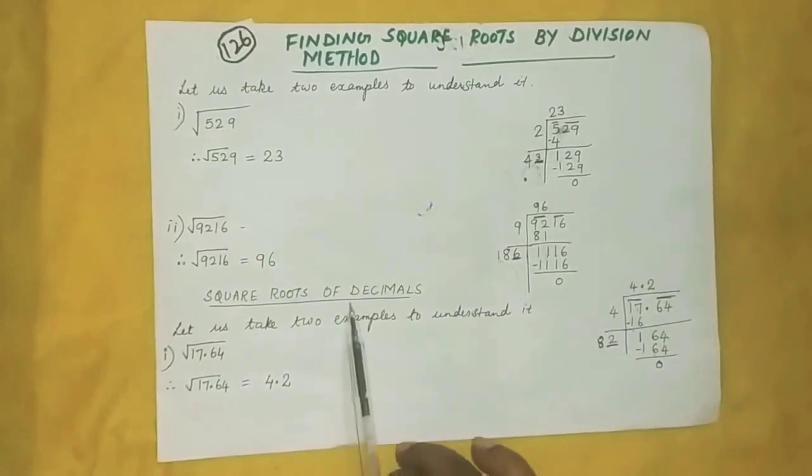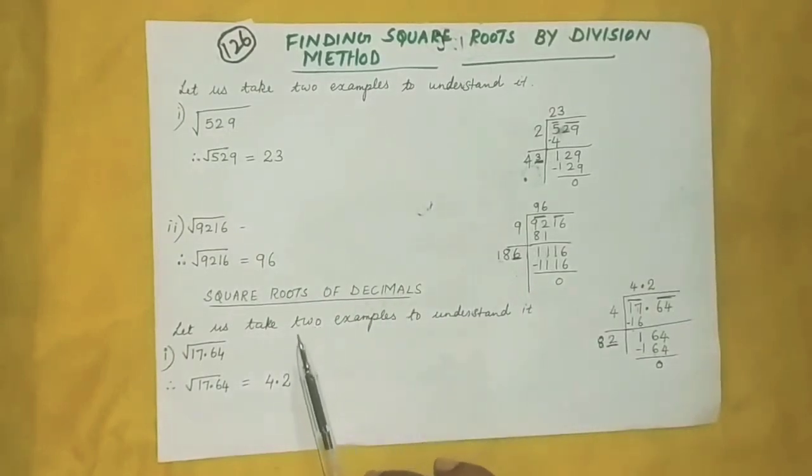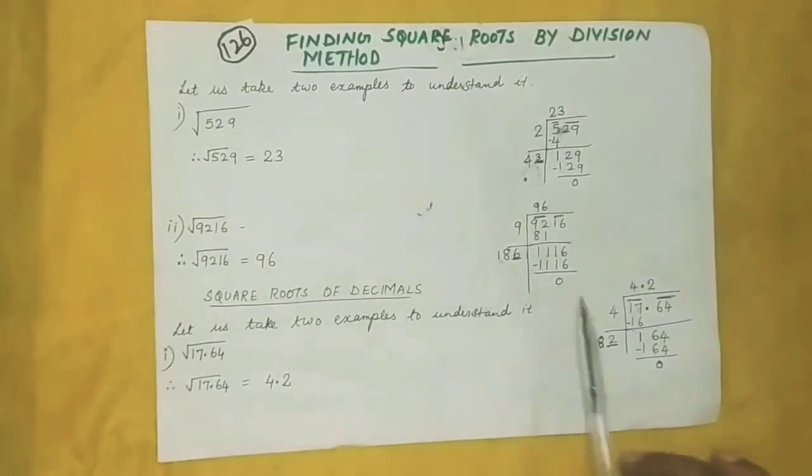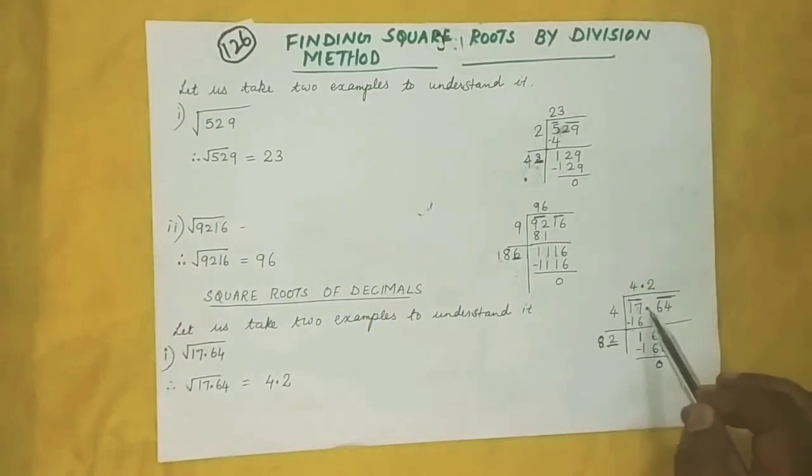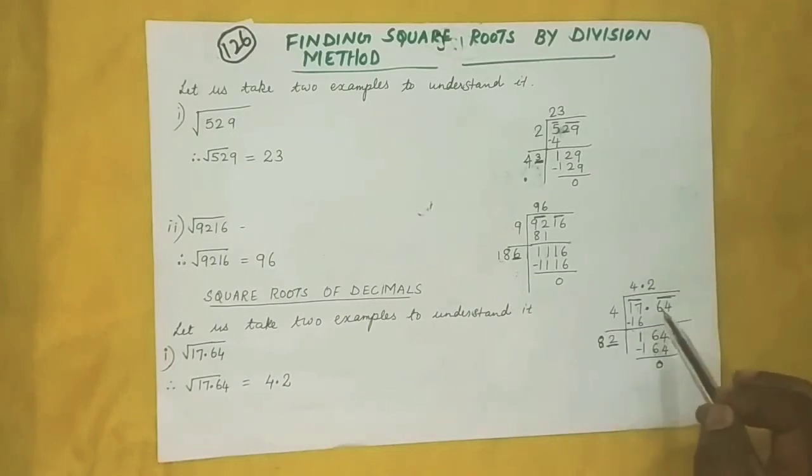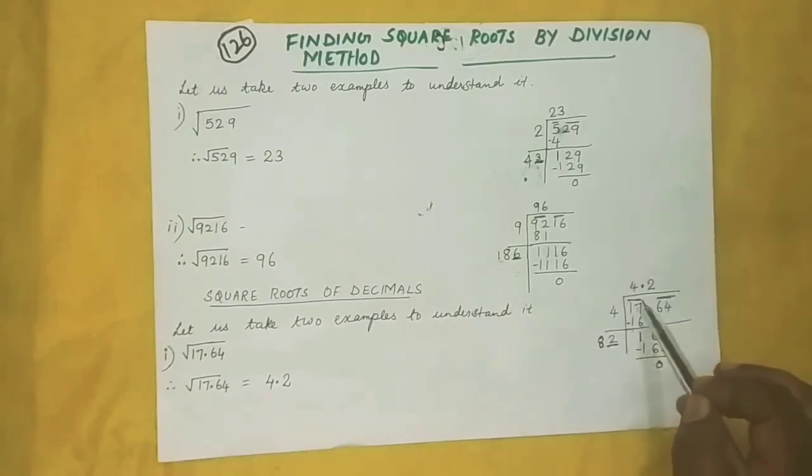Now square roots of decimals use the same method, but with one thing: when we make pairs, remember, before the decimal we start from right to left, and after the decimal from left to right. So first we make pairs. After the decimal from left to right, before the decimal from right to left. So the first part is 17, the second part is 64. You know 4 4s are 16, a square number, and 17 minus 16 is 1.